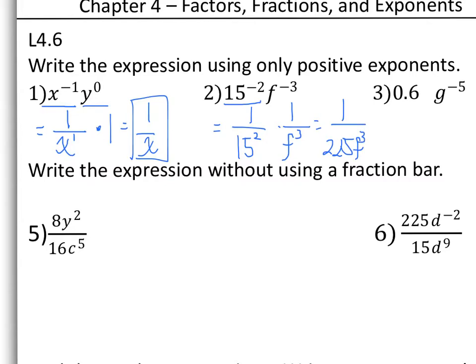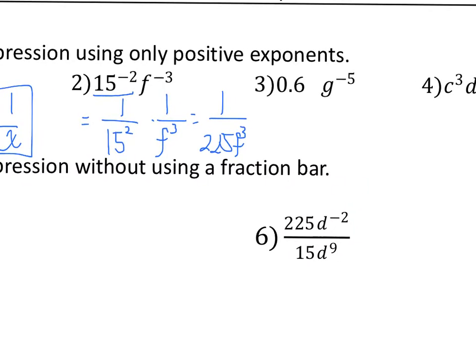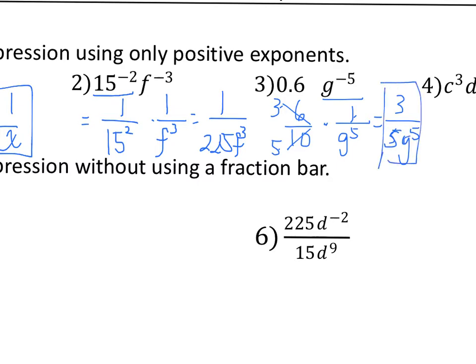Okay? And for number 3, we have 0.6. I could change that to 6 over 10. And then g to the negative 5 power, I would get 1 over g to the 5th power. Simplify 6 over 10. 6 divided by 2 is 3. 10 divided by 2 is 5. Okay, so 3 times 1 is 3. 5 times g to the 5th power. This is your answer.